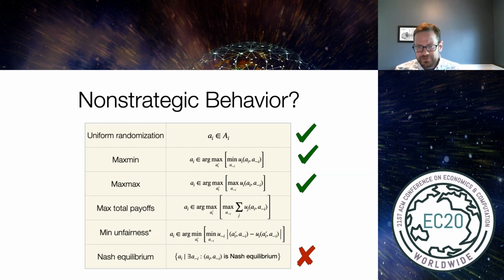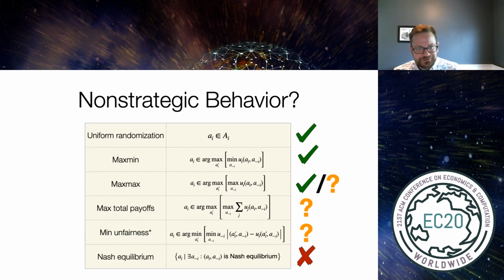But there's a sort of mushy middle ground, where, if you look at total payoffs or you look at minimum unfairness, on the one hand, I'm not really giving the other agents credit for being agents. I'm not imagining that they're going to be doing something to maximize their own utility. I'm just kind of picking an outcome that I like and aiming towards it. But on the other hand, I do still have to think about other agents' utilities. So this kind of really obvious argument that I was making for the max min and max max cases is not going to go through.